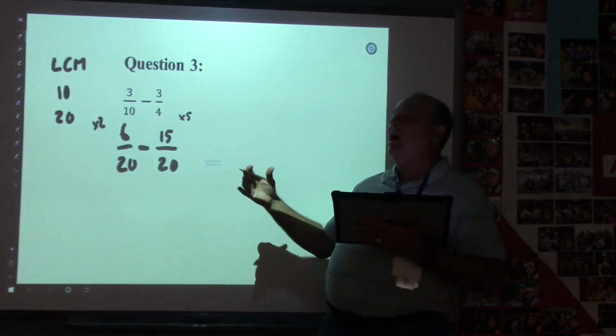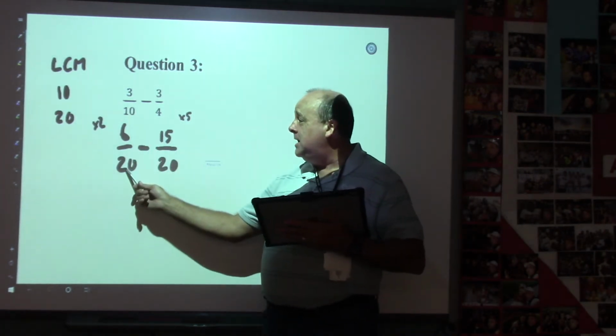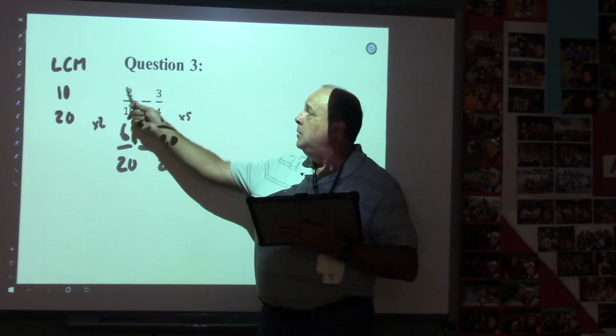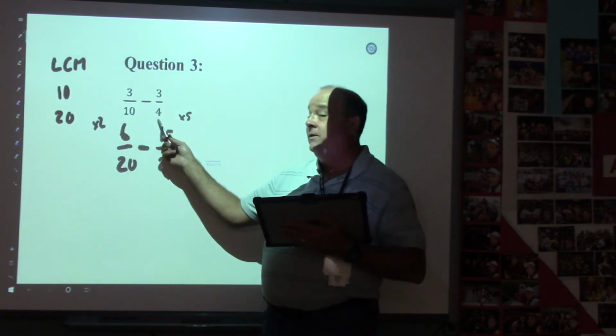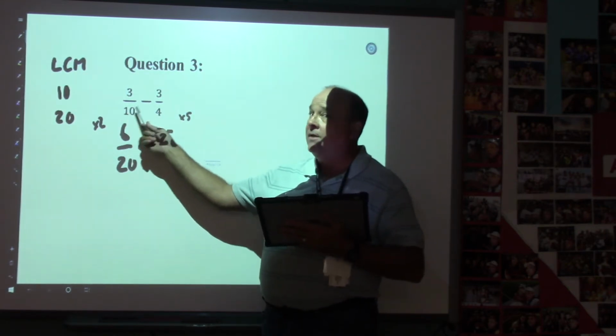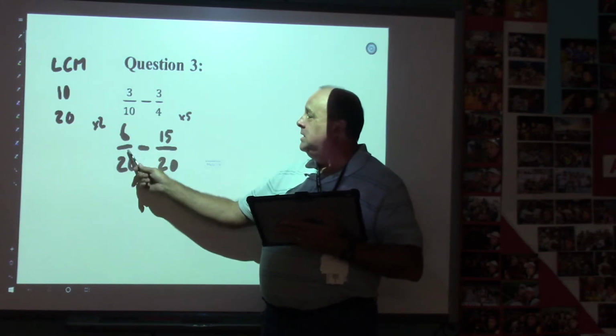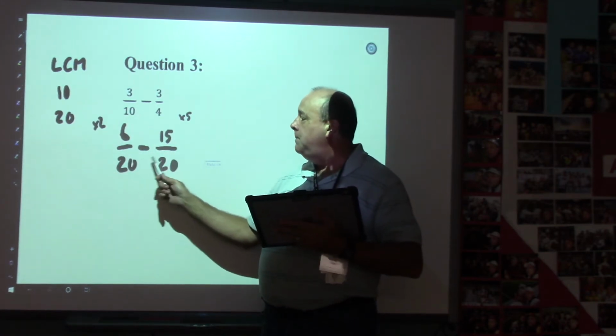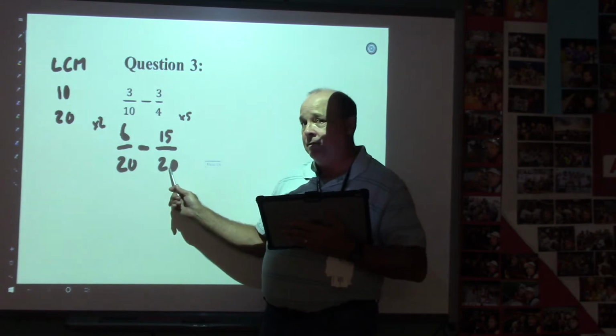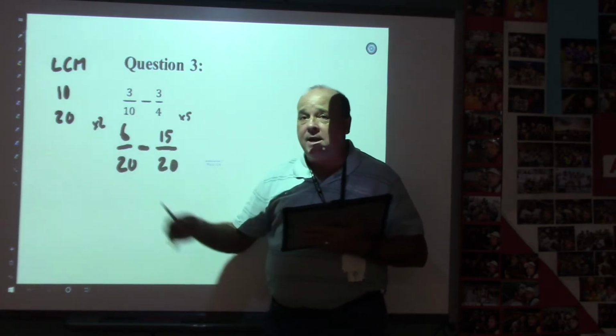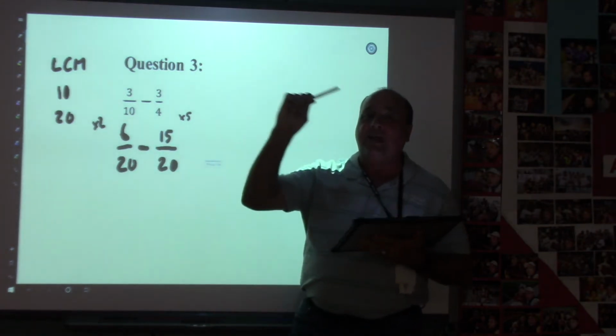Okay, if I had a lot more time, what we're doing is making the pieces like this would be 3/10 of a cake. This would be 3/4 of a cake. The pieces are not the same size, are they? So when we slice them up even more, the pieces become the same size. So that's why you're getting a common denominator, so you're combining the same size pieces.